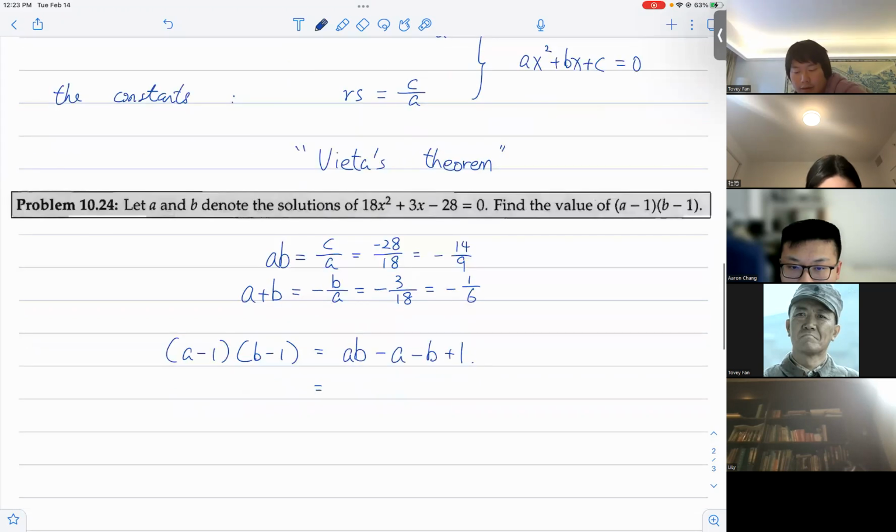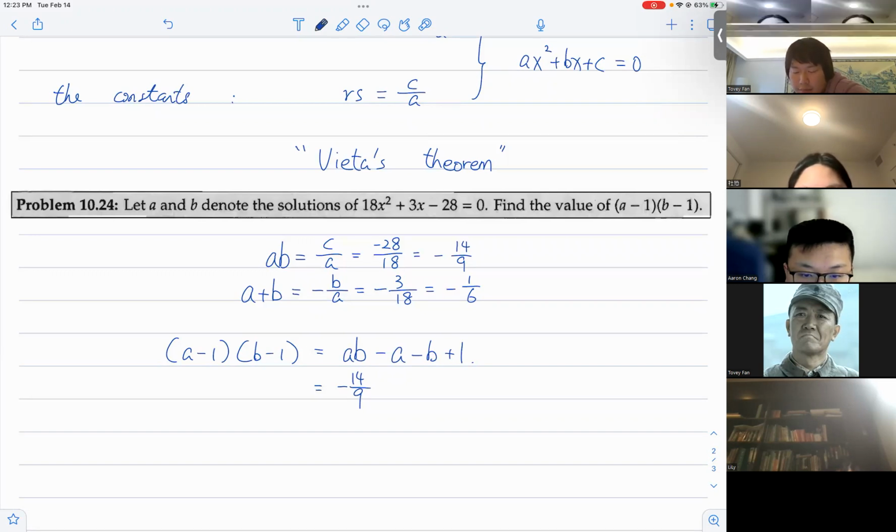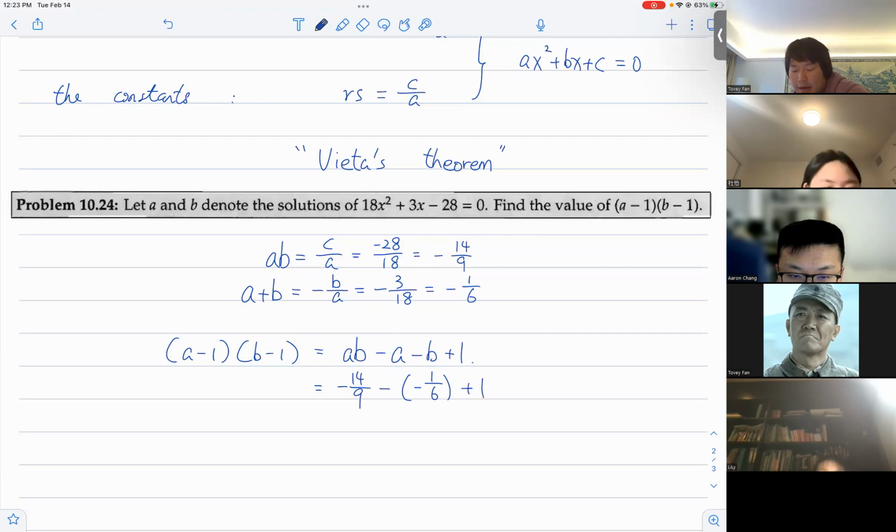Okay, then does that mean we can plug in the values here, right? Okay, so Aaron, do you want to carry on? Negative 14 over 9 minus negative 1 over 6 plus 1. Yes, good. So A times B is negative 14 over 9. And minus A minus B, just minus bracket A plus B, right? So minus negative 1 over 6. So minus bracket A plus B, minus 1 over 6, right? And then plus 1. And yeah, whatever the answer is the answer here.